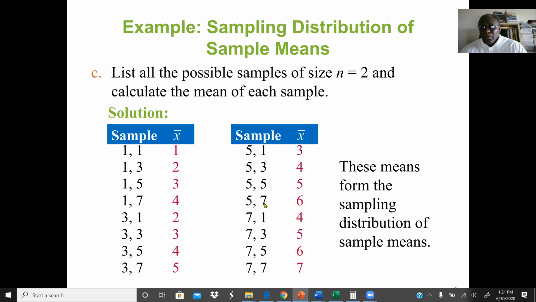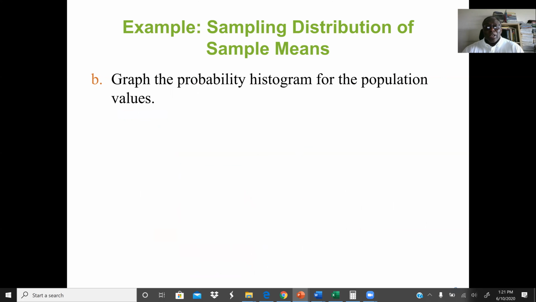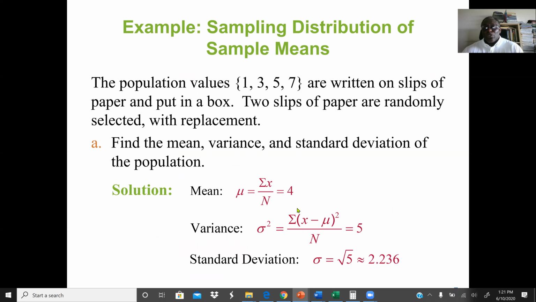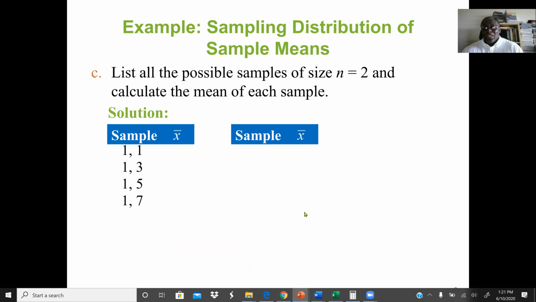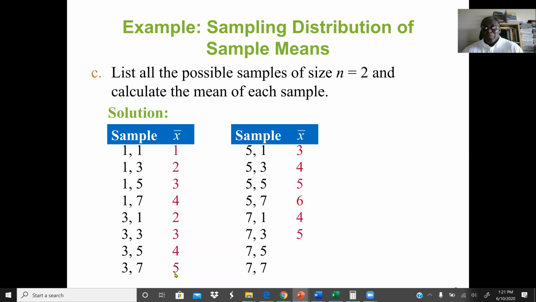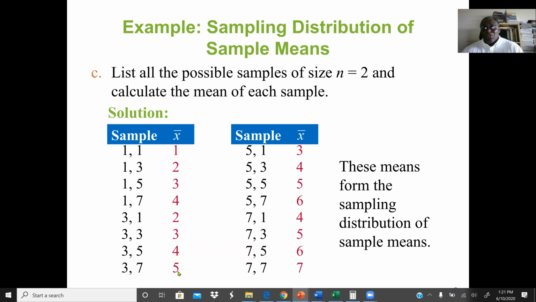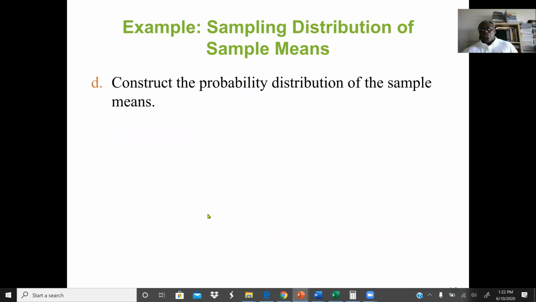Now, we know the population mean. If we take all these 16 values together and divide by 16, our answer will be 4, because we know the population mean was 4. Let's go back and make sure. Yes, the population mean was 4. So if I take all the possible samples from the population, find the mean of each sample, and then find the mean of the sample means, the answer will be the same as 4.